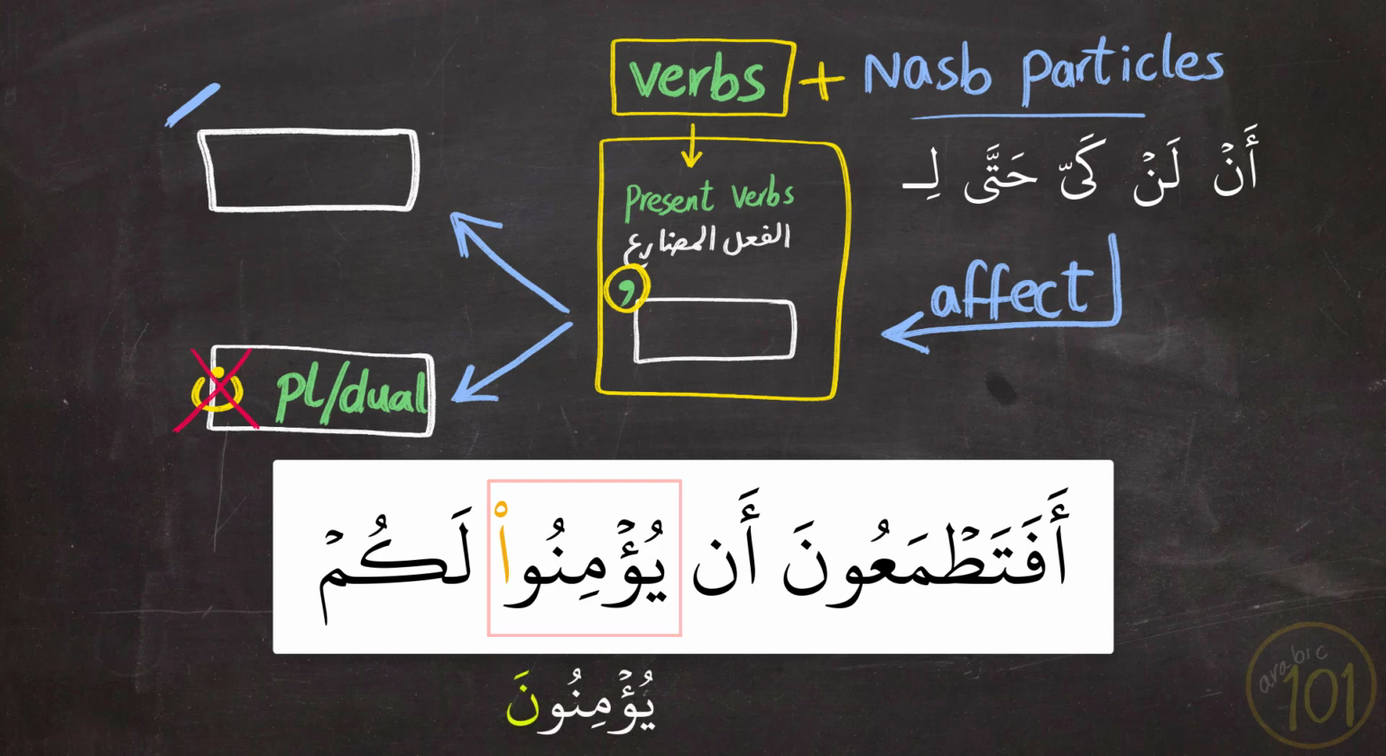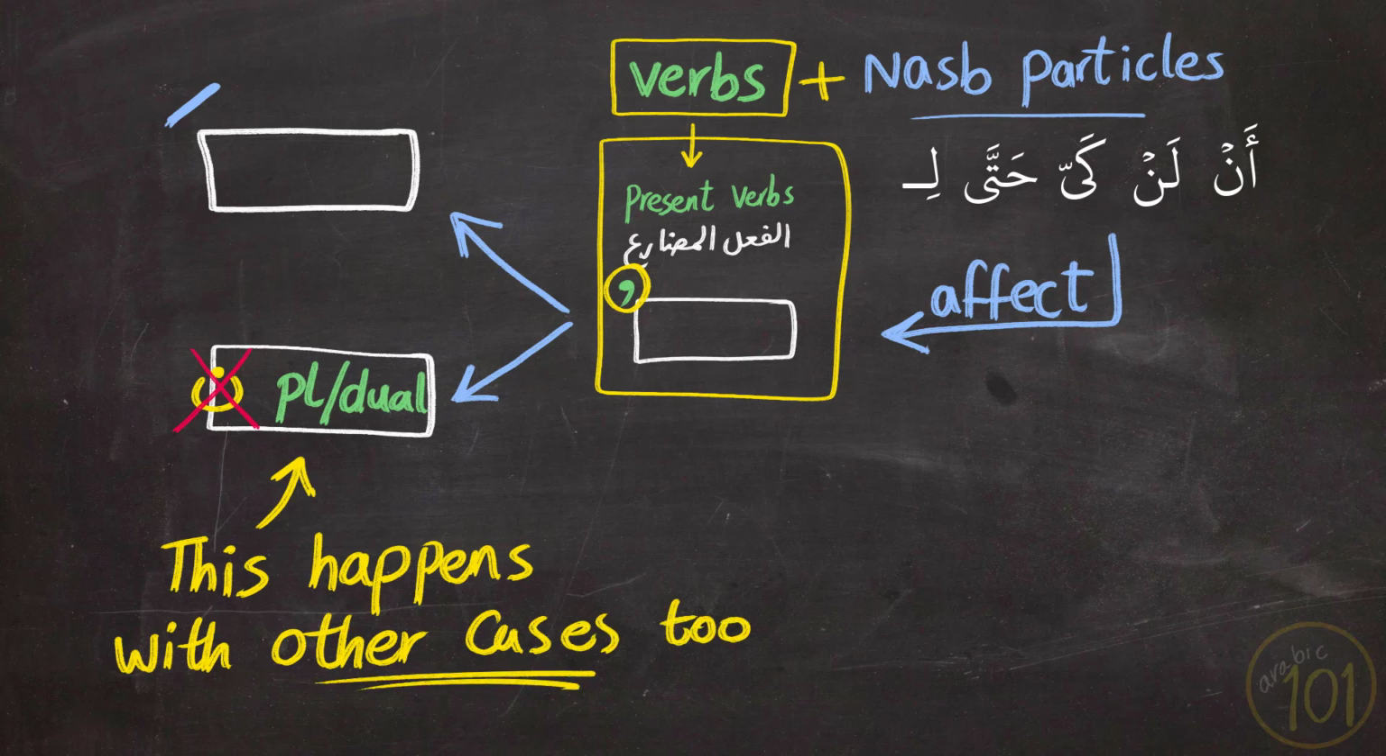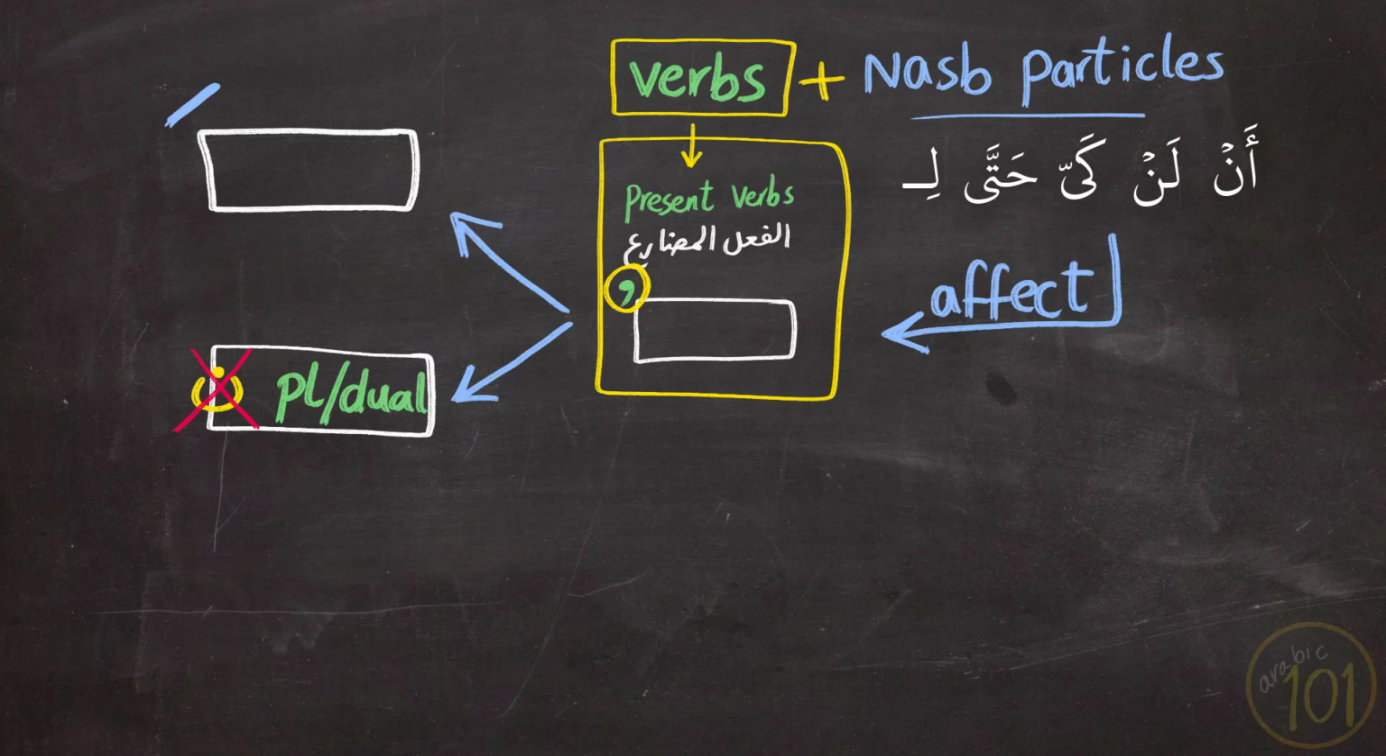So the original form of this verb is يُؤْمِنُونَ. But because it was preceded by the particle an, we cannot say ayyu'minun. That would not be correct. So the noon at the end of the verb was omitted. And here I have to say that this is not the only reason why present verbs lose their noon at the end. There are other reasons that I'll be explaining in future lessons, insha'Allah.